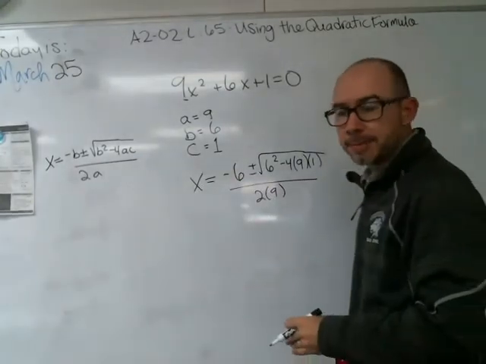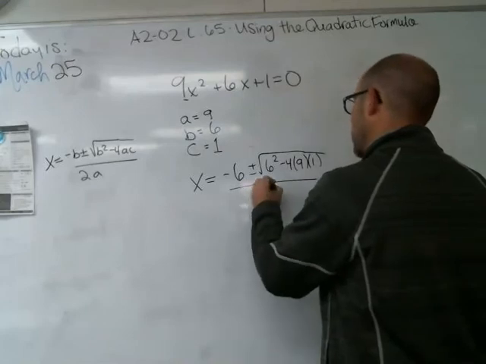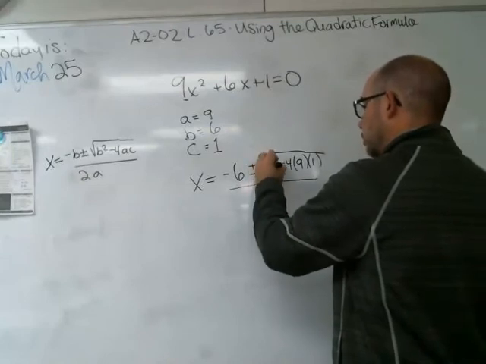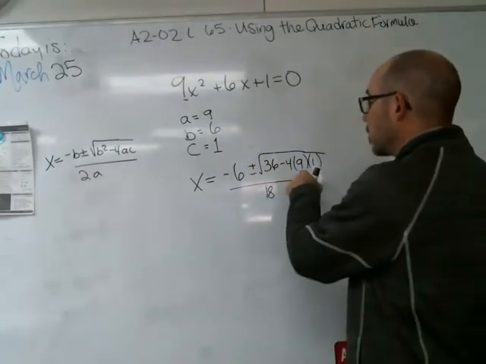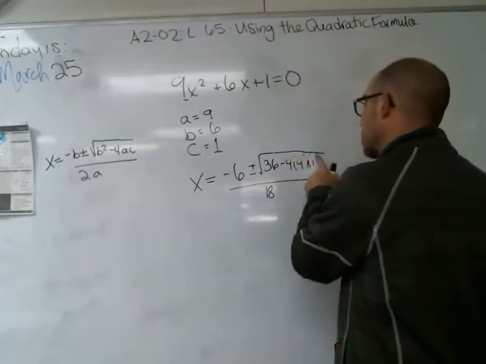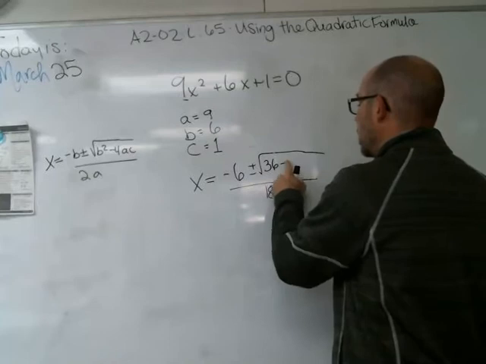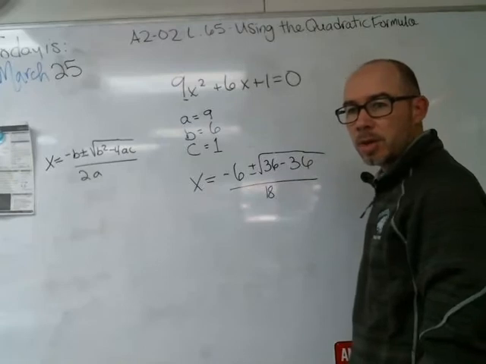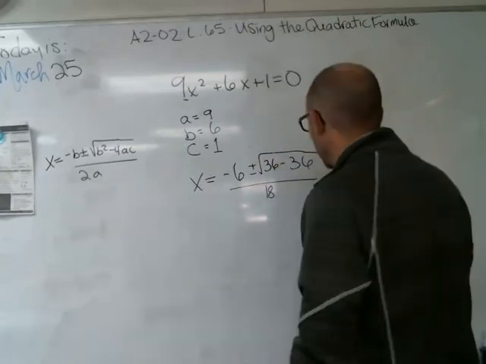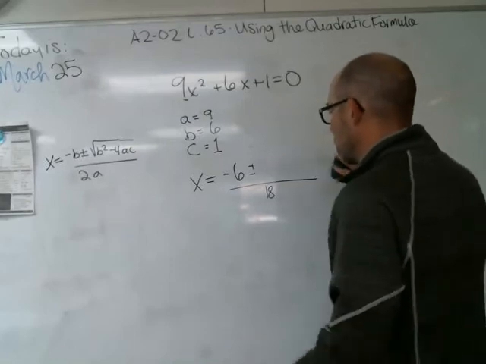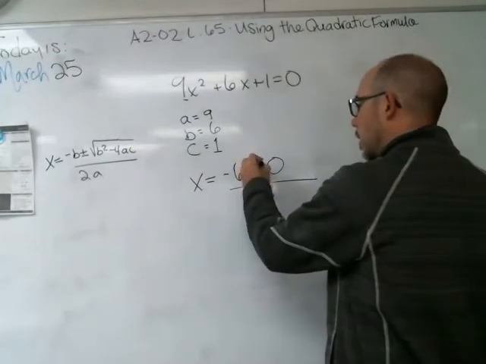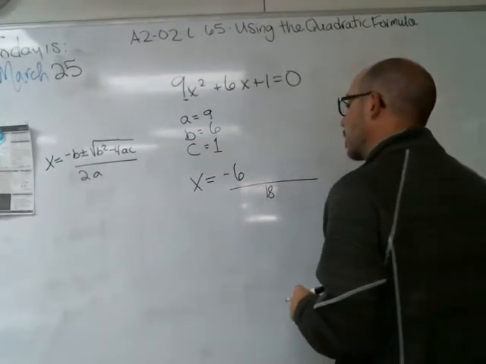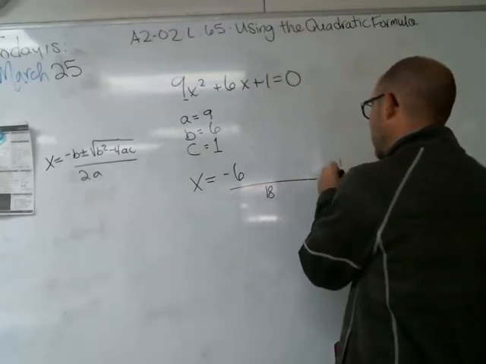2 times 9 is 18. That's not hard. 6 squared is 36. That's no problem. And lo and behold, minus 4 times 9 times 1 is also 36. 36 minus 36 is 0. Square root of 0 is 0. We can boil this down now to not needing to add or subtract anything here. Our answer, singular, will be negative 6 over 18, which is negative 1/3.